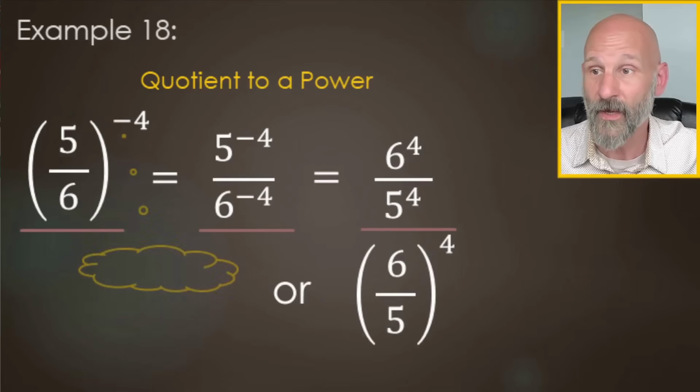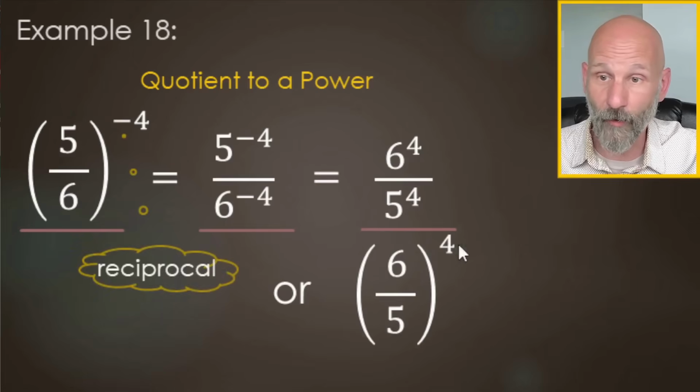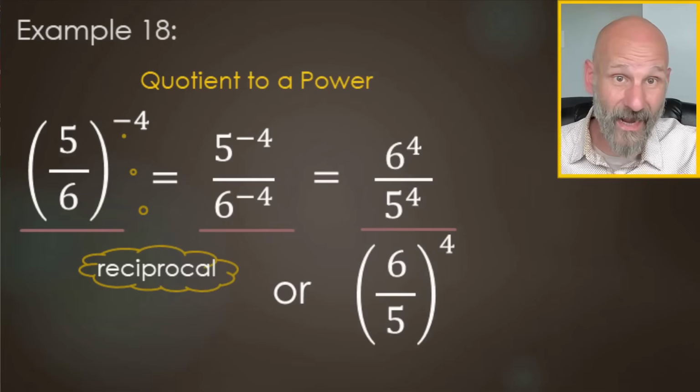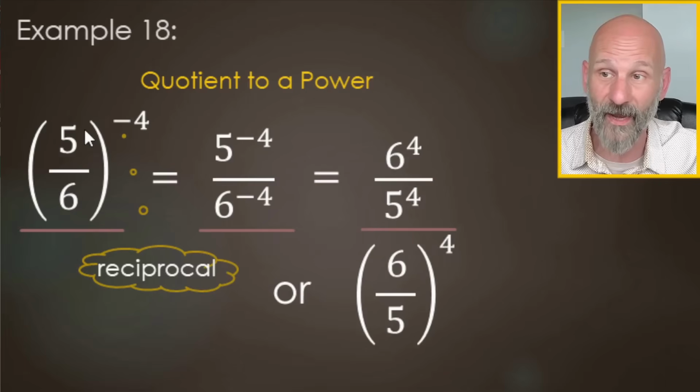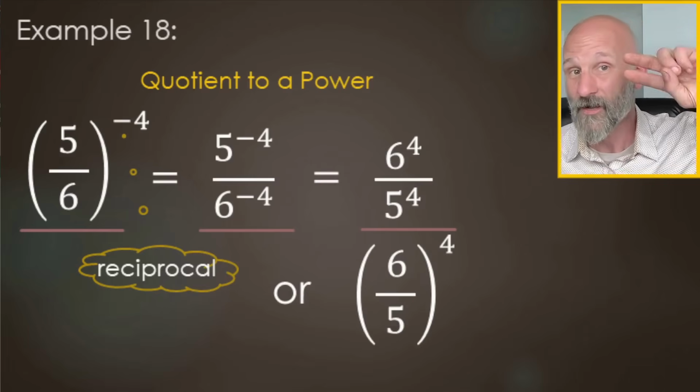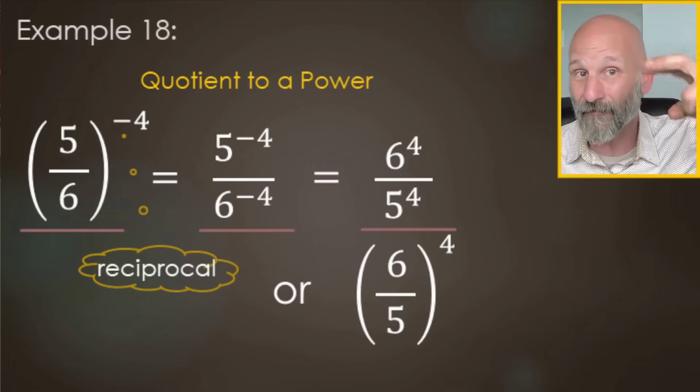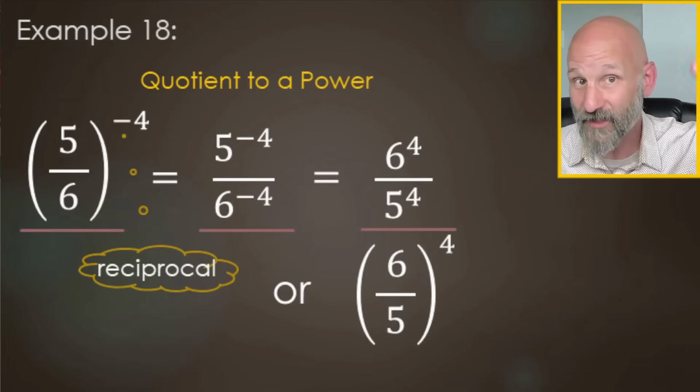So check it out. If we go from here all the way down to here, following all of our rules of exponents and negative exponents, right? Check it out. It went from a negative 4 exponent to a positive 4 exponent, and then we went from 5 over 6 to 6 over 5. So that negative exponent did flip it. It did do reciprocal, okay?